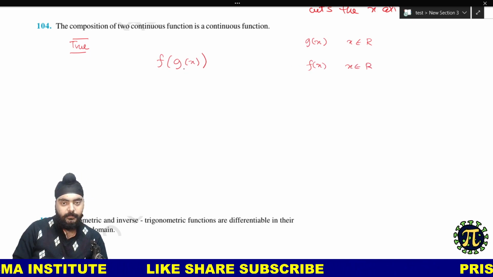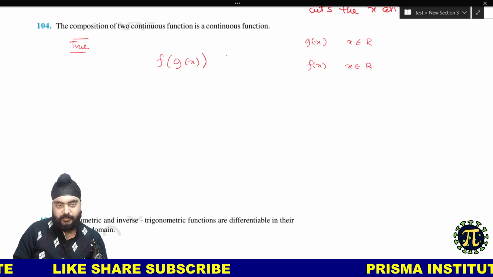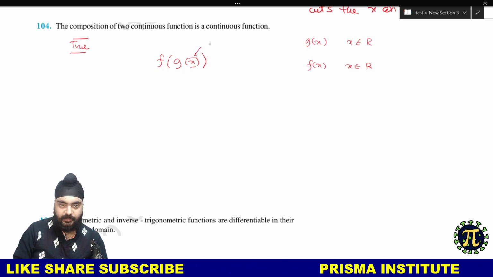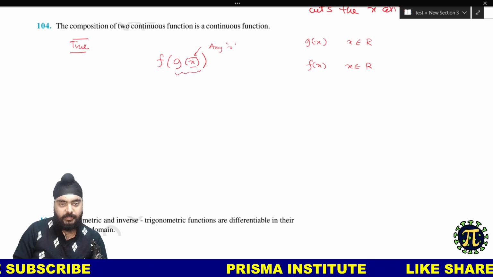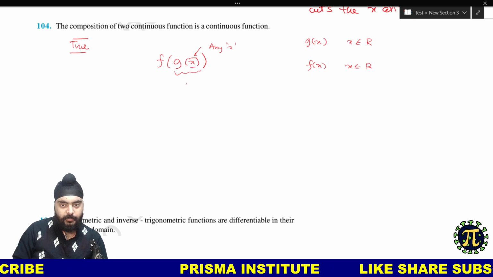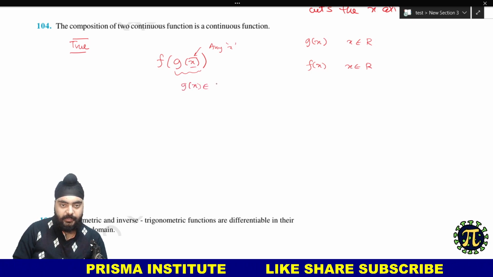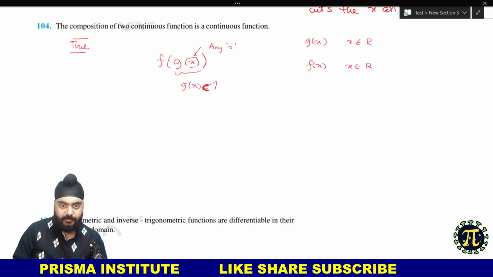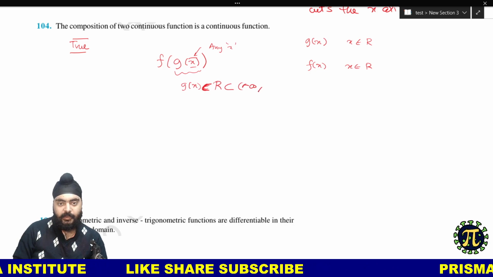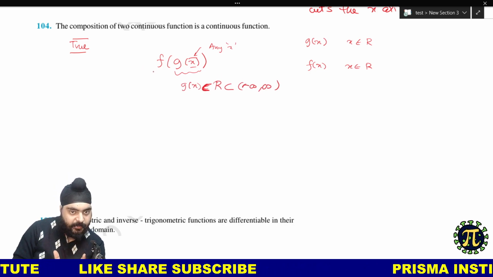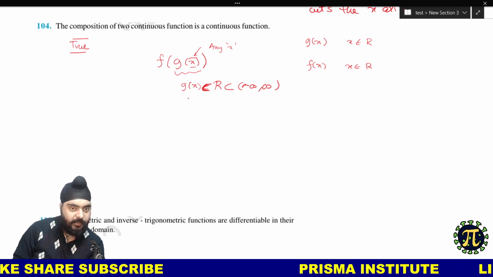So in this function I can put any x, right? So I can put any x, and I'll get some output. This output will be a subset of real, right? Whatever the output from gx is, that will be a subset of real numbers. Basically, it will be a subset of minus infinity to infinity. And we already know where fx is defined. fx is defined for all the numbers, and we are just putting some numbers.